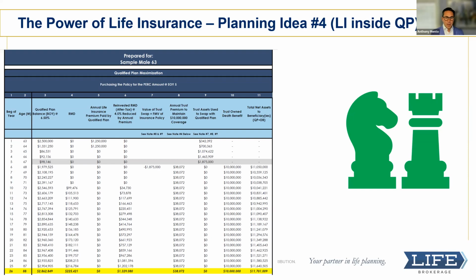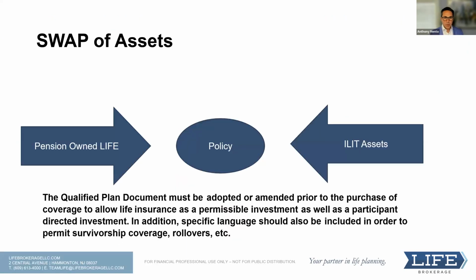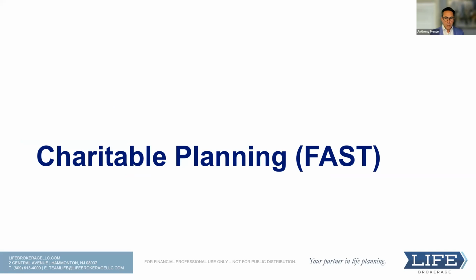You can then spend down those assets through the form of premium, and at some point in the future, have your trust buy that policy from your qualified plan. So we don't have time to get into the mechanics of that today, but just know that that's available to you, that a pension-owned life insurance policy can be swapped with ILET assets for a fair market value. And that's a whole other presentation in itself, but that's planning idea number 4.